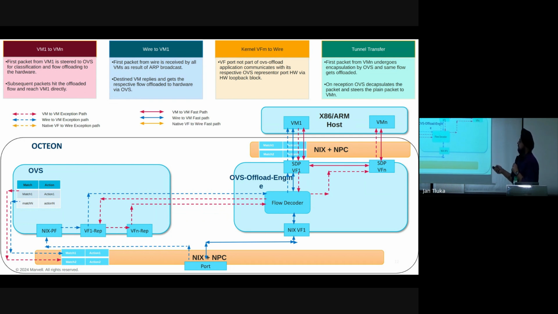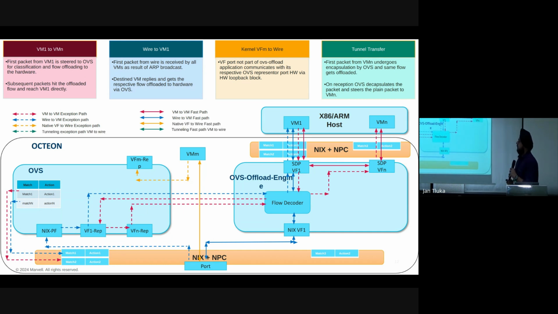And not just the VFs which are part of the OVS engine can get the OVS benefit. There can be some VMs running on the Octeon itself, on the SmartNIC itself. They can have a representor in the OVS, the packet flow can be offloaded, and then it can directly take the fast path.